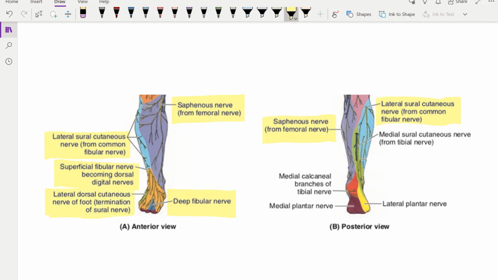On the posterior side of the leg is the medial sural cutaneous nerve. And for the heel and sole of the foot is the medial calcaneal branch of the tibial nerve and the medial and lateral plantar nerves.